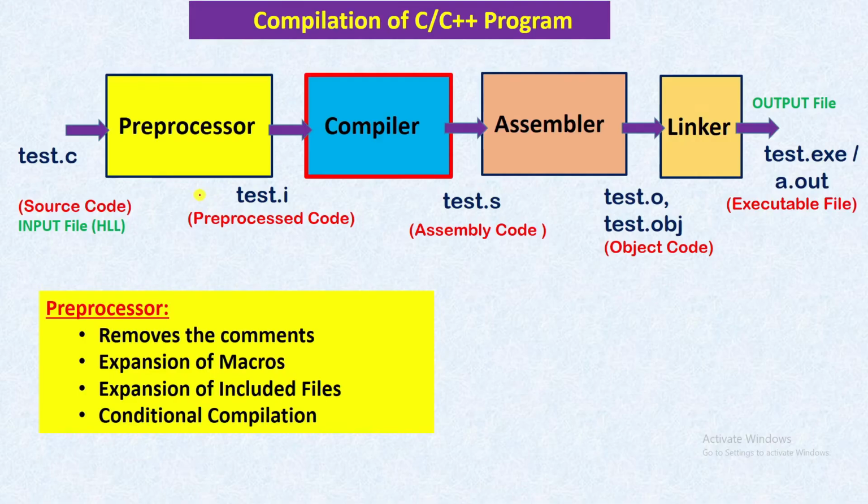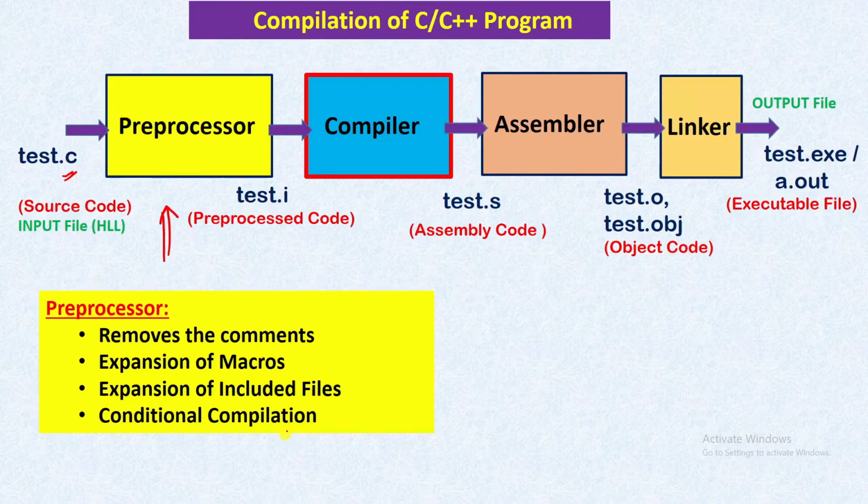So basically, when you compile your program, behind the scenes the preprocessor comes first. It takes your test.c file, that is the source code, and converts it into a test.i file. It does these four things. It removes the comments from your program. It also expands the macros and the included files which you have used in your test.c file. And it also handles the conditional compilation directives, and whatever the directives say, it helps to achieve that task.